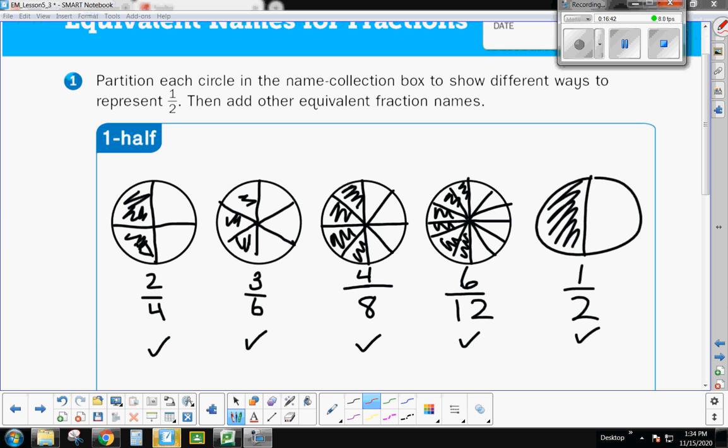All right, hopefully you gave yourself some time to look at this and think. Did you notice, first of all, that all of the denominators were even numbers? And then what did you notice about the numerator compared to the denominator? 2 plus 2 is 4, right? 3 plus 3 is 6. 4 plus 4 is 8. 6 plus 6 is 12. 1 plus 1 is 2, right? The numerator is half of the denominator. That's what makes these fractions equal 1/2.